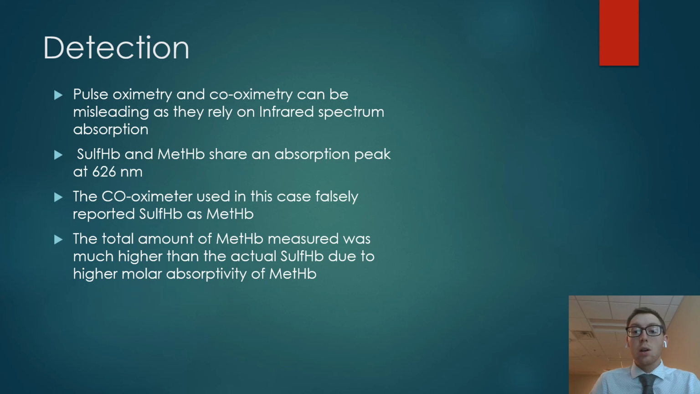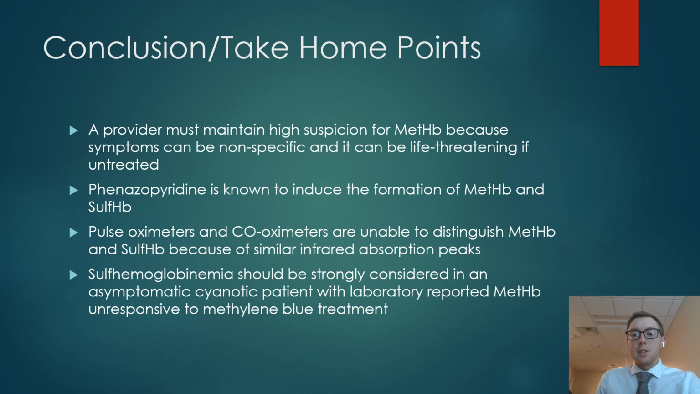In this case, the co-oximeter falsely reported sulfhemoglobin as methemoglobin due to the similar absorption at 626 nanometers. The actual value of sulfhemoglobin was much less than the reported level of methemoglobin, however. This is due to a difference in property of light called the molar absorptivity. It's important to note that testing for sulfhemoglobin is not routine for many labs, and in this case it required the blood samples be sent to the Mayo Clinic and results to be received several days after the patient had presented. So conclusions and take-home points for this case.